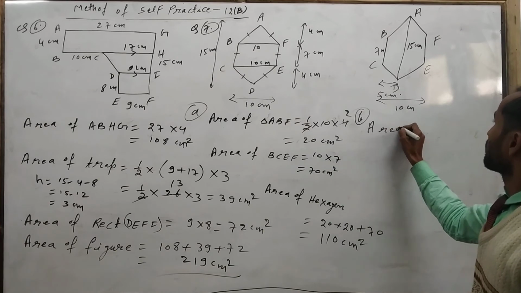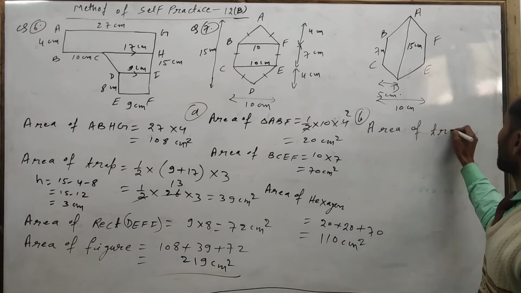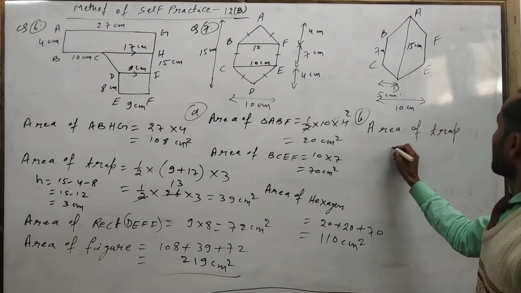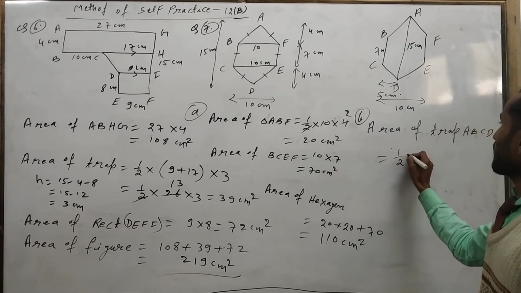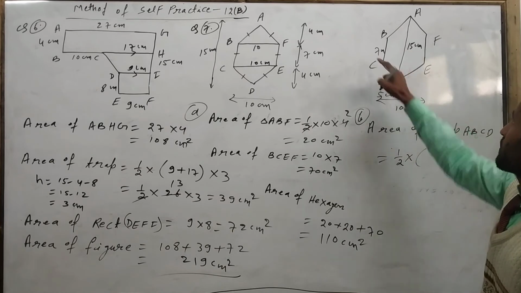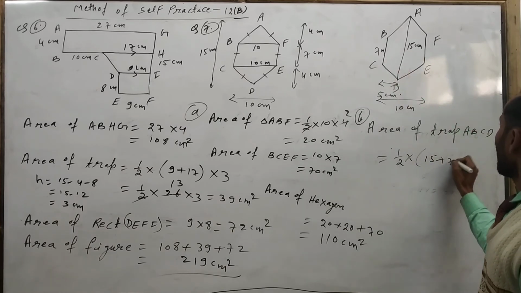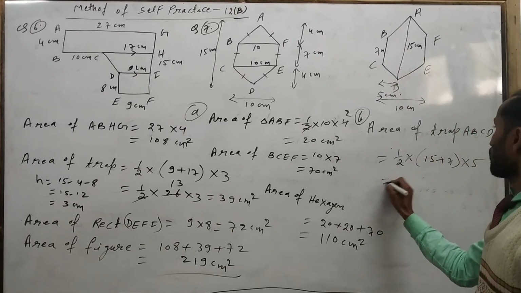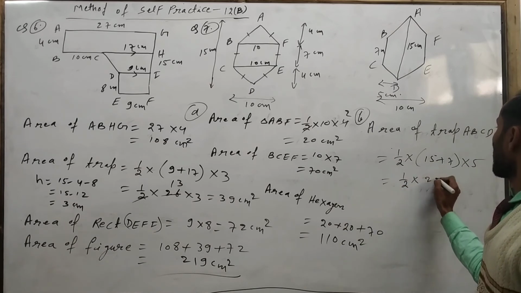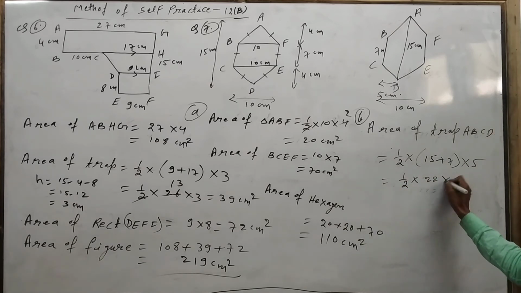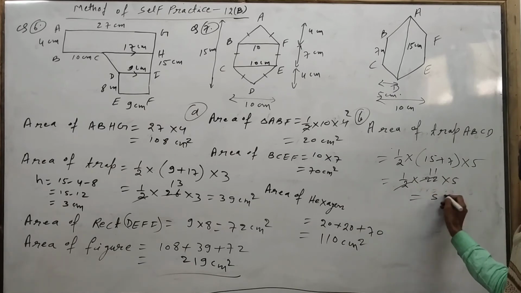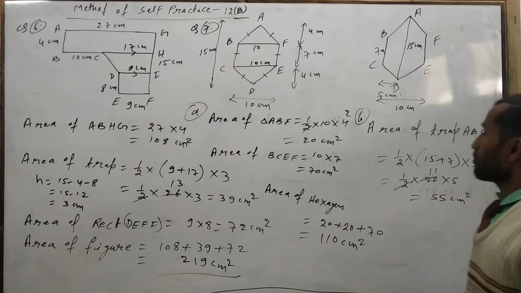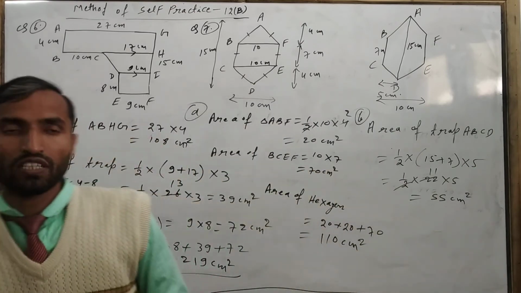Area of trapezium ABCD is equal to half into the sum of parallel sides. The parallel sides are 15 and 7, so 15 plus 7, into height 5. Half into 15 plus 7, which is 22, into 5. We will cancel out, it will come 11. 11 into 5 is 55 centimeter square. So the area of the first trapezium is 55.